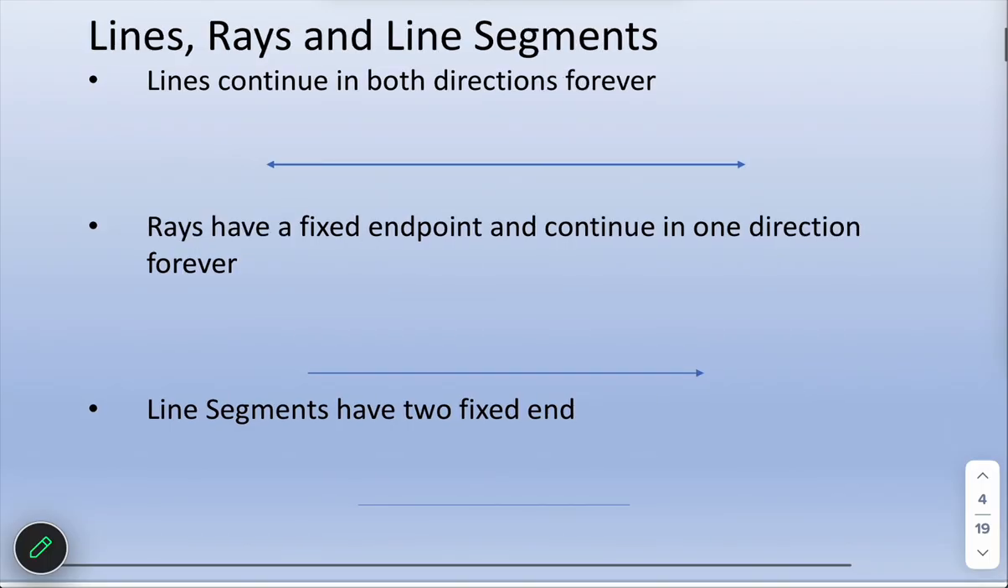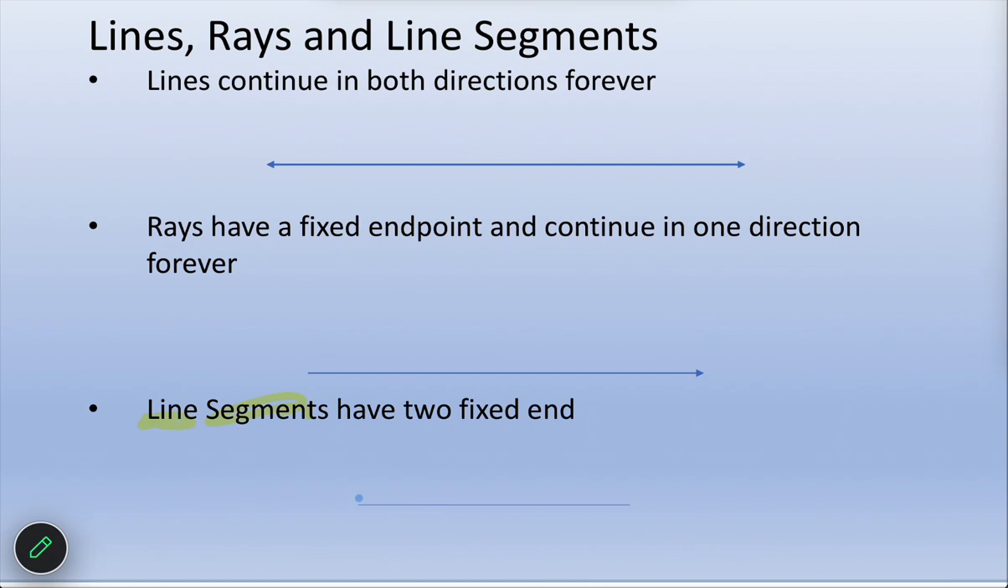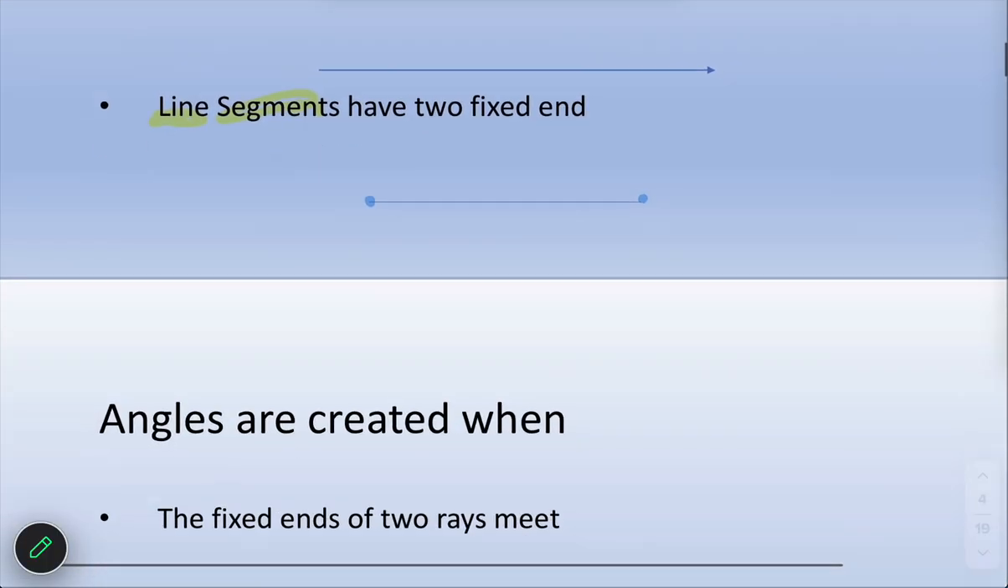And last, here we've got line segments. Now line segments have two fixed endpoints, so many times you will actually see two endpoints noted on that line. So it is a segment of a line. So instead of the whole line, it's a part of a line.